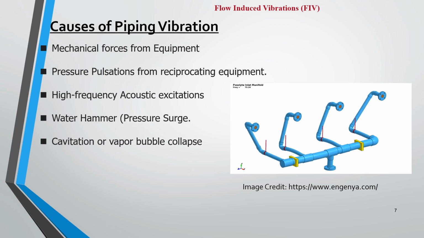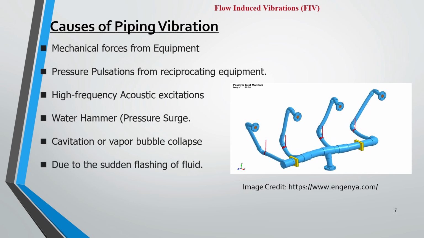Next is water hammer or pressure surge, which occurs due to momentum changes when a valve is suddenly closed or a pump trips. So because of those reasons, water hammer or pressure surge may happen. Then cavitation or vapor bubble collapse due to localized pressure drop. As we know, in a pump cavitation occurs. So this type of situation may even occur inside the piping system also, where vapor bubbles may collapse due to localized pressure drops.